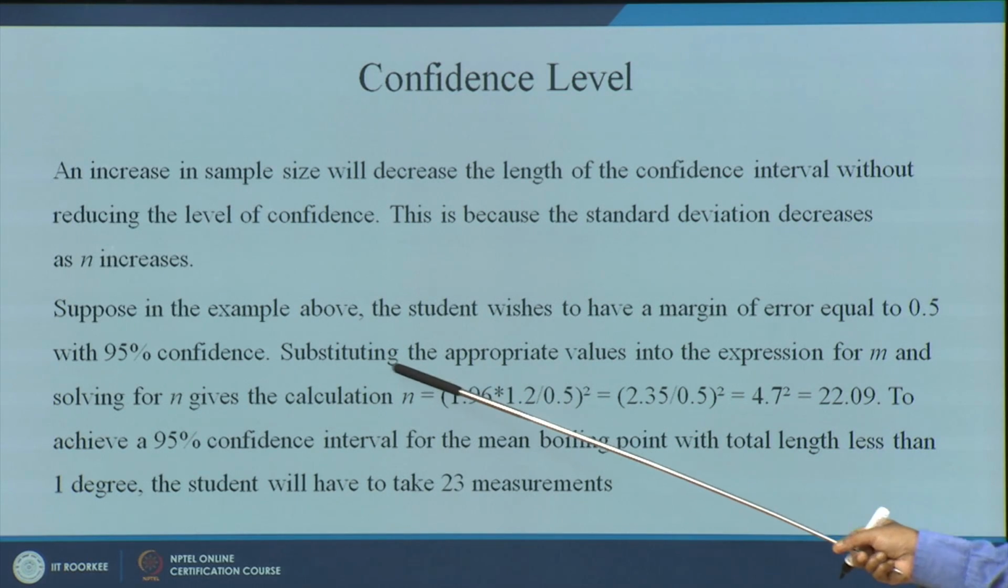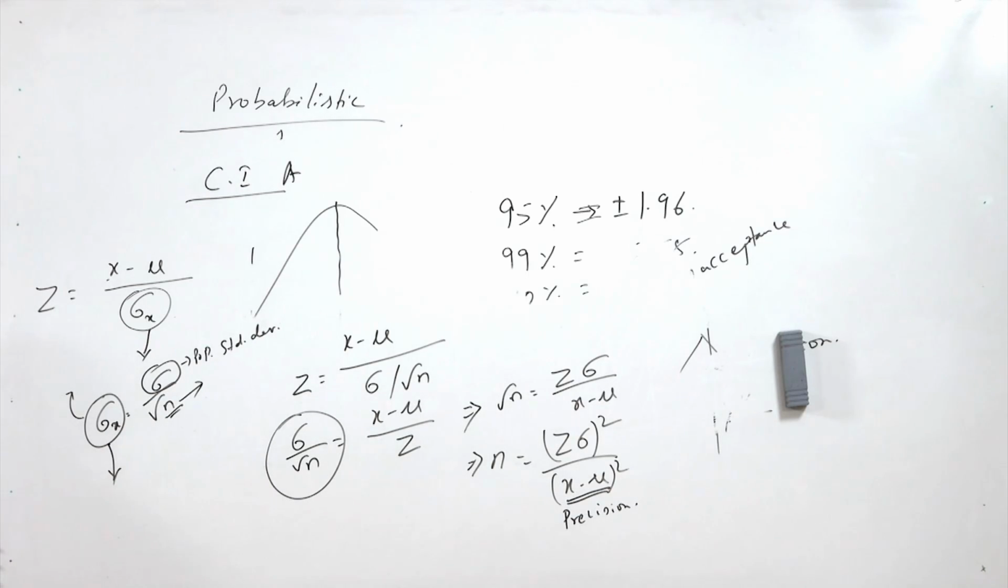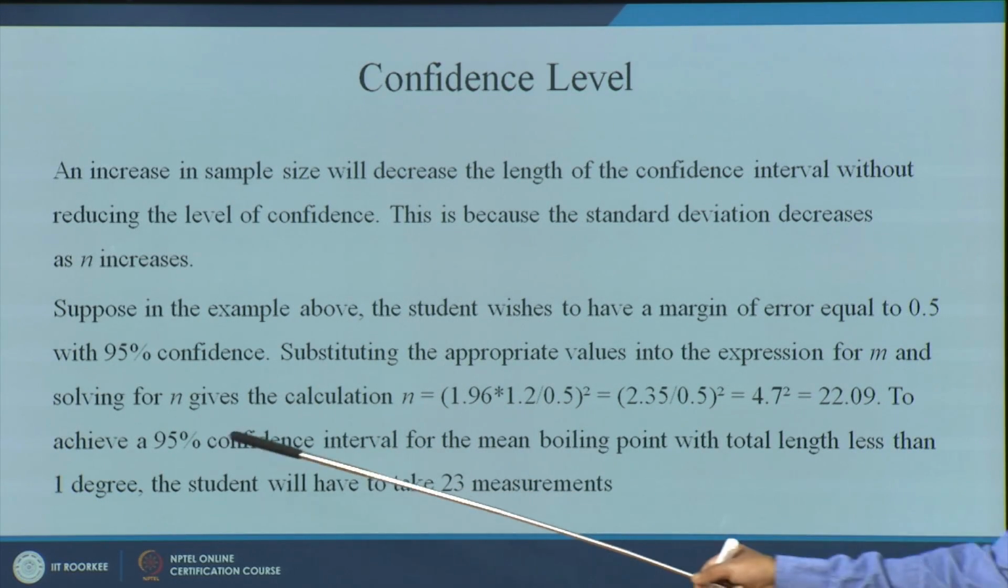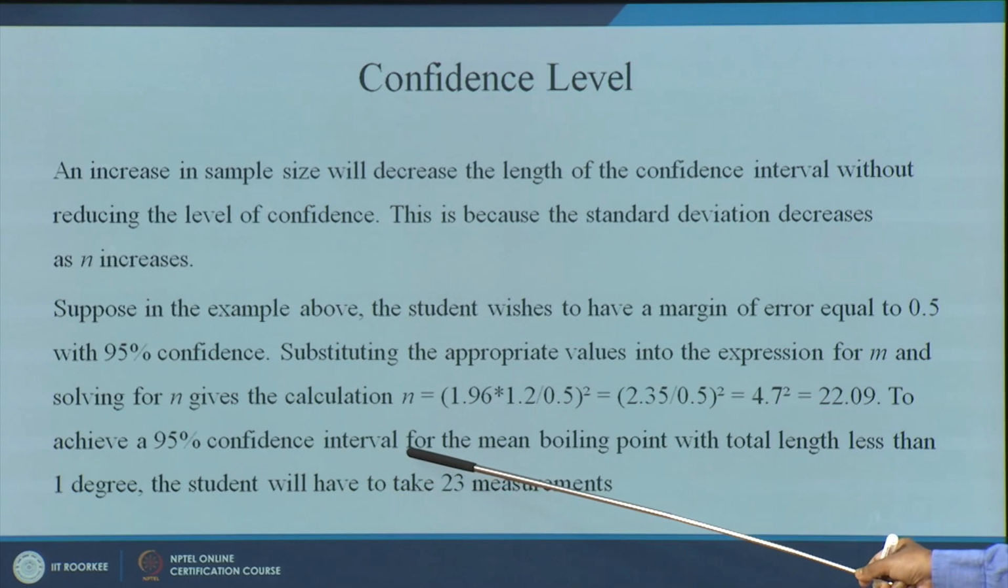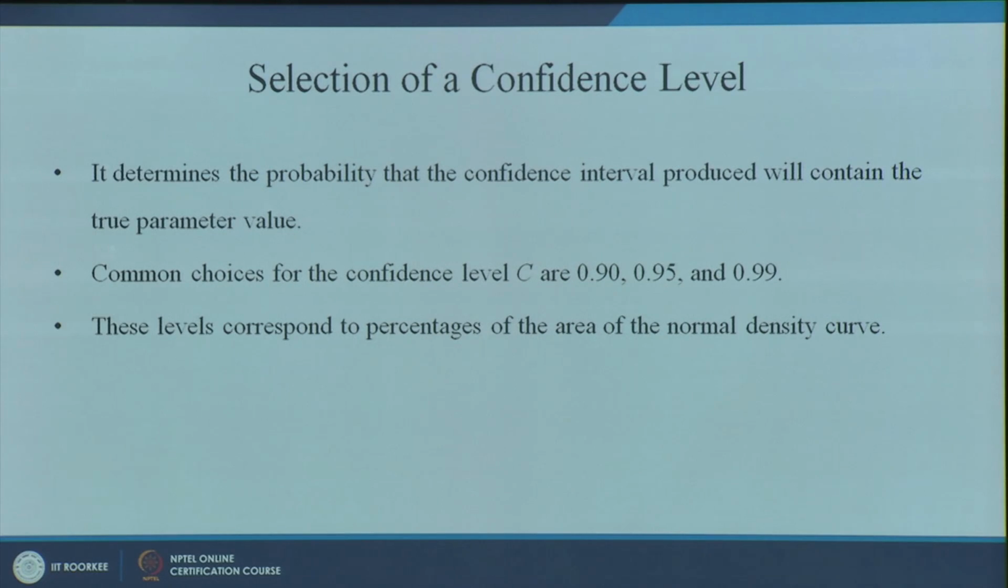To calculate the sample size, n is equal to the same formula which I have developed here. He has used z for 95%, 1.96, and this gives 22.09. So, to achieve a 95% confidence interval for the mean boiling point with total length less than 1 degree, a student will have to take how many? 23 measurements. So 22.09, with 0.09 being the 23rd measurement. So this is how the sample size is drawn.